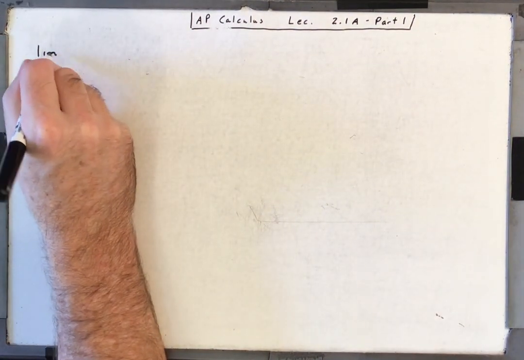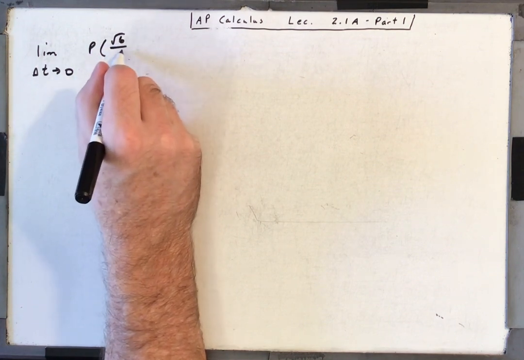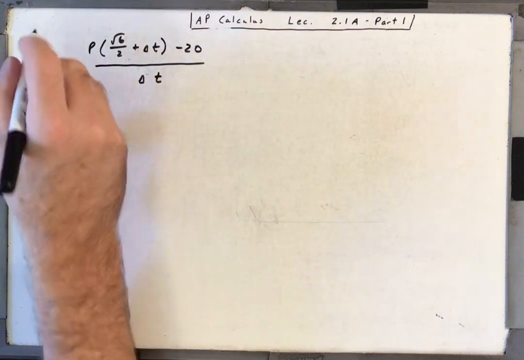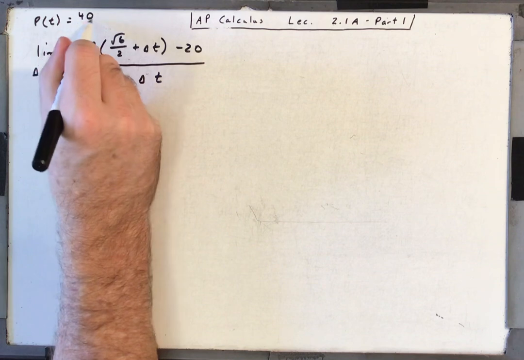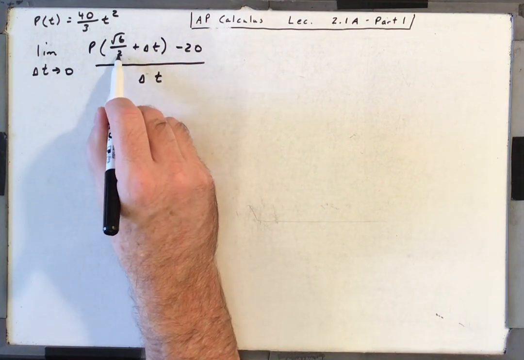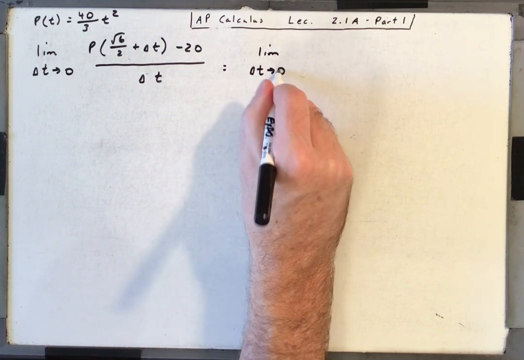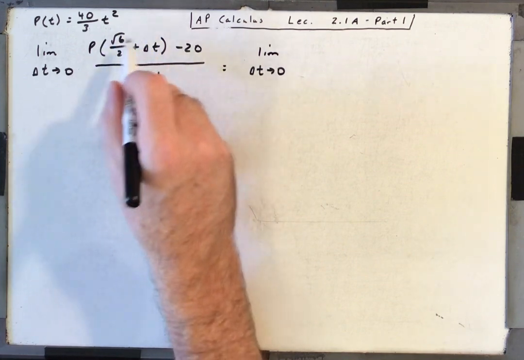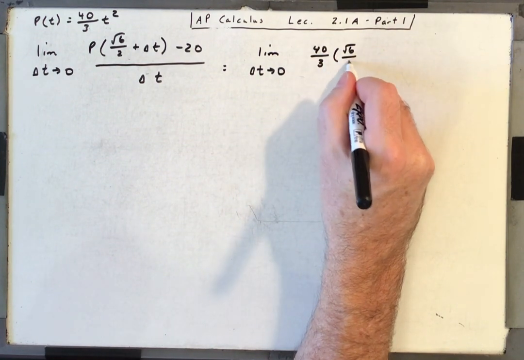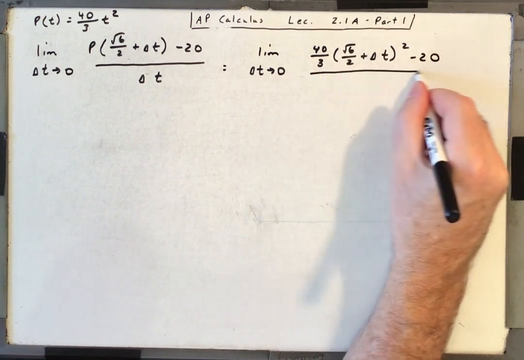So we're going to take the limit as delta t approaches 0 of p of root 6 over 2 plus delta t minus 20 over delta t. Now let me remind you that p of t is equal to 40 over 3 times t squared. So what we're going to do is plug in root 6 over 2 plus delta t for t. This is kind of our x, like if it was p of x or p of t, this is our t. So it's 40 over 3 times root 6 over 2 plus delta t, and we've got to square it because t is squared, minus 20 over delta t.